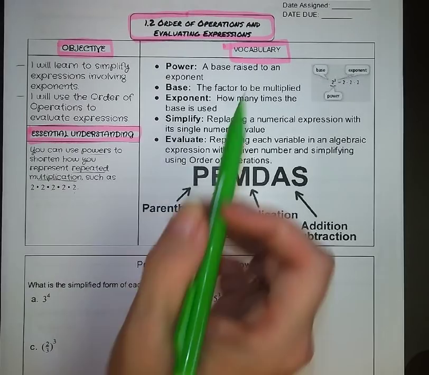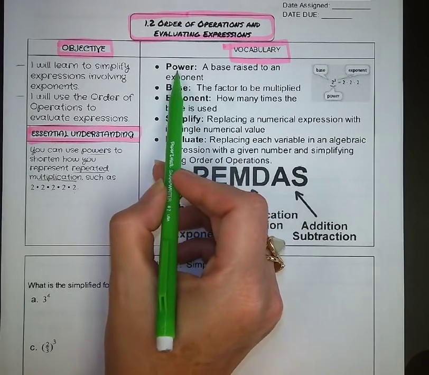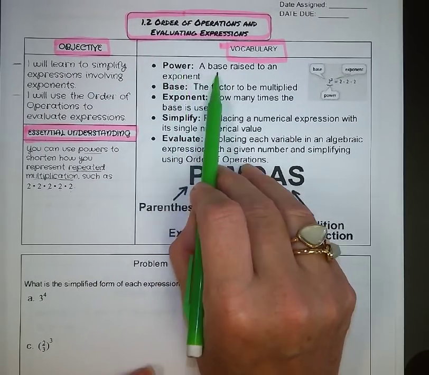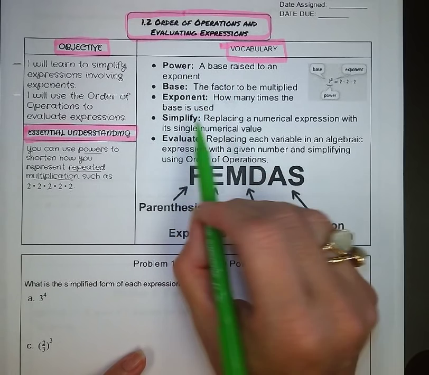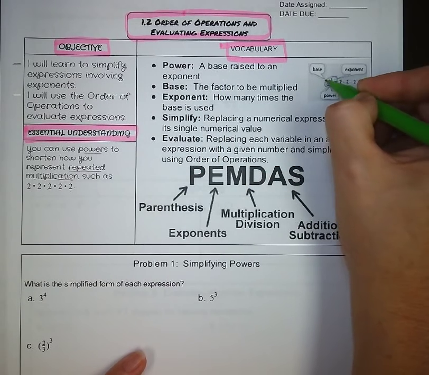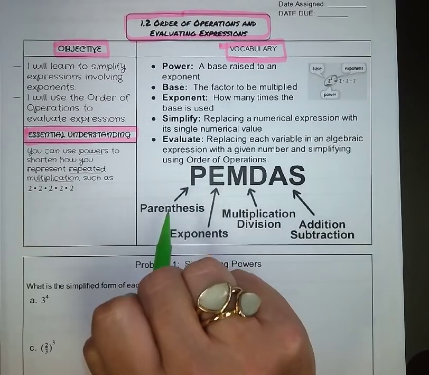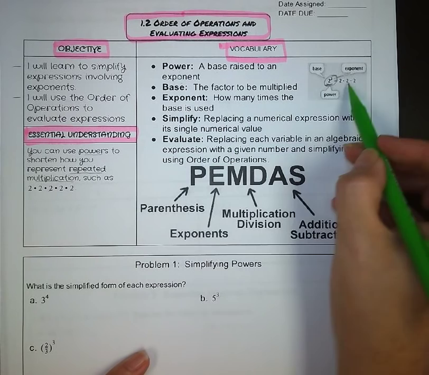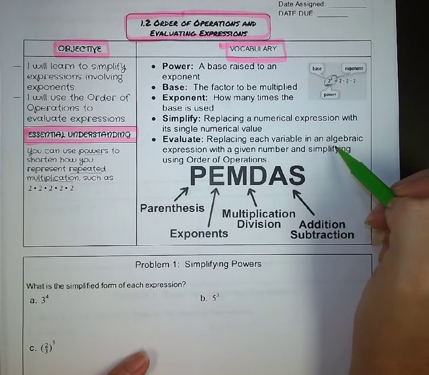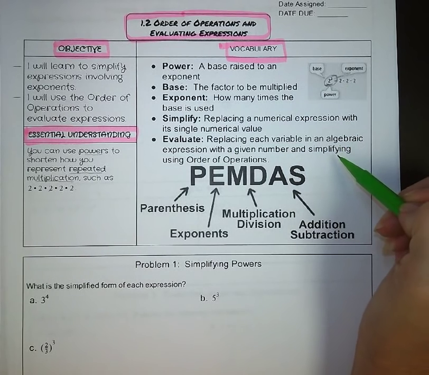Our vocabulary for today, first off we have a power, which is a base raised to an exponent. So the entire thing there is a power. The base is the factor that's going to be multiplied, it's the 2. And the exponent is how many times we are going to multiply it. So we're going to multiply it 3 times, 2 times 2 times 2.